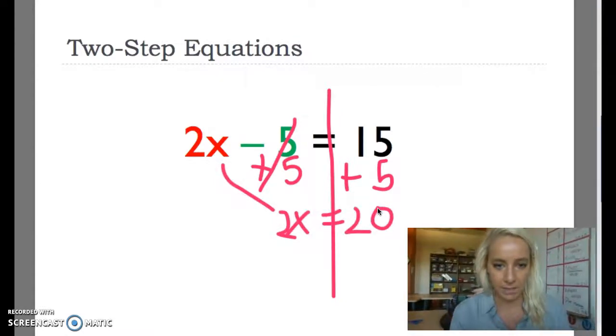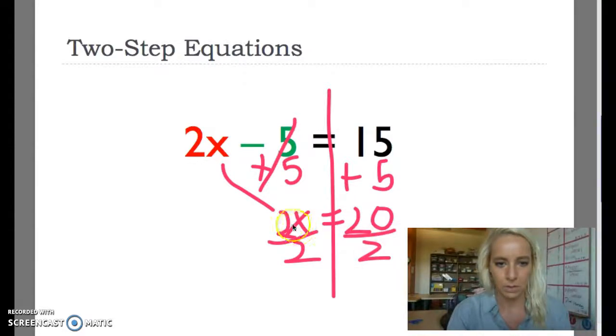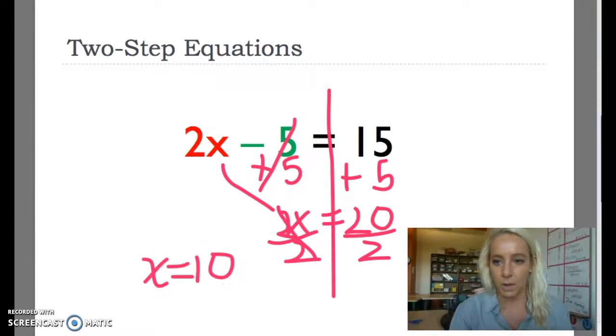Then my last step is to undo the coefficient and variable, in this case by dividing. The 2's cancel, so I'm left with 20 divided by 2, which is 10. So x is equal to 10. We'll look at one more example.